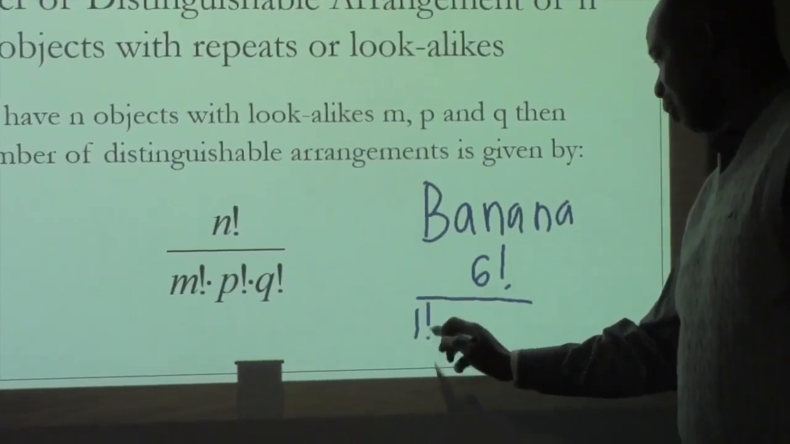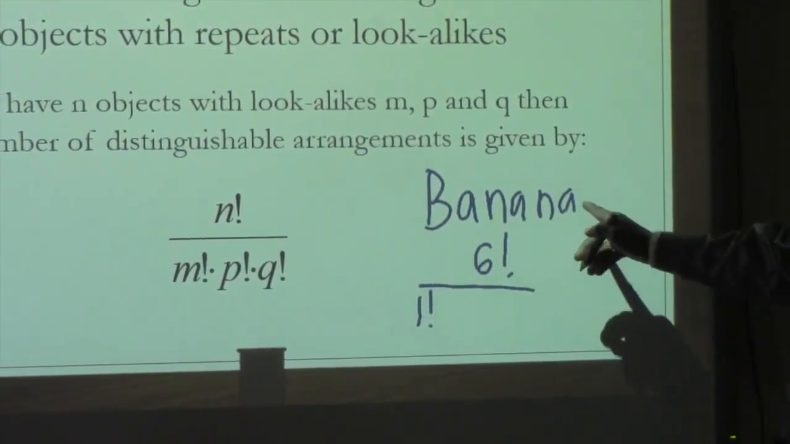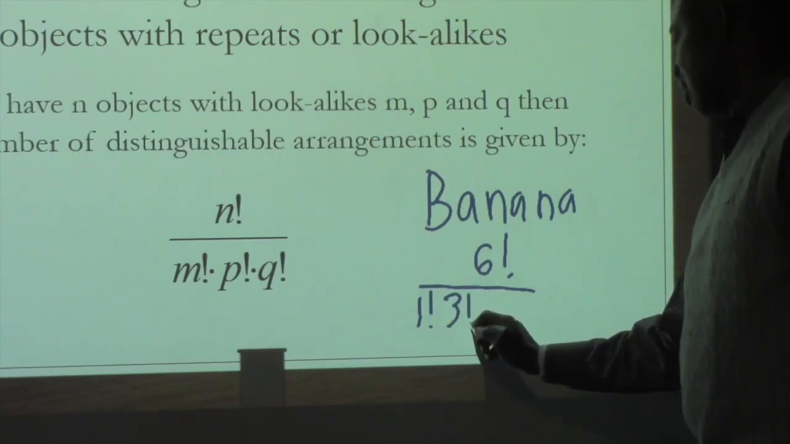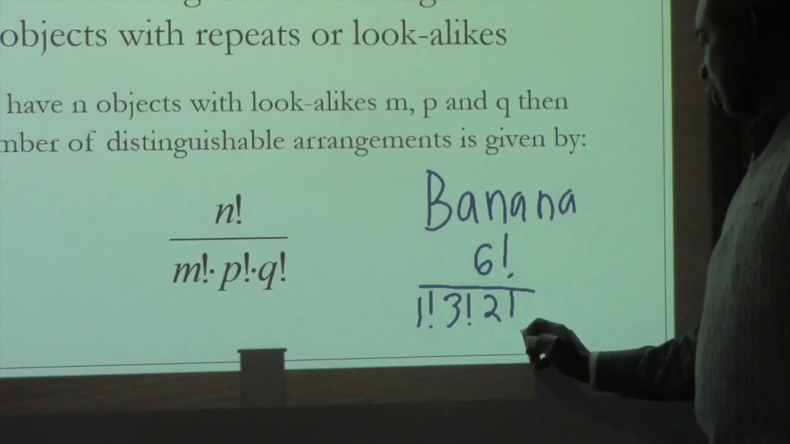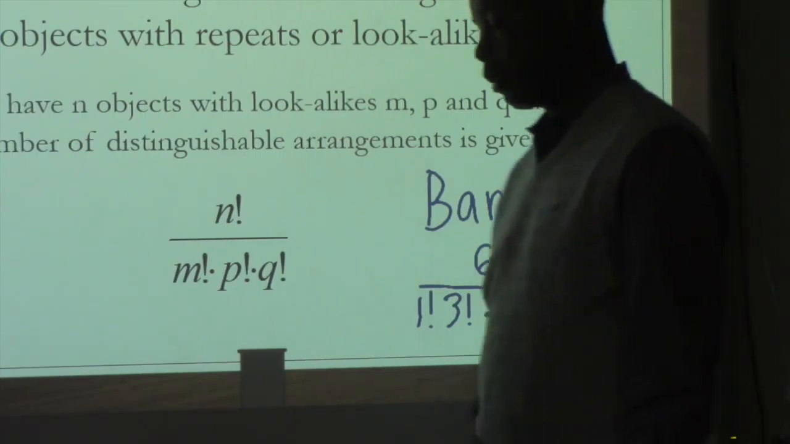1. So we say 1 factorial. How many A's do we have here? 3 A's. So we say 3 factorial. And then how many N's do we have? We say 2 factorial. That's what this formula is talking about, and that's how we use it. So then we'll make the computation here, and we're going to do some problems where we're going to incorporate this idea.